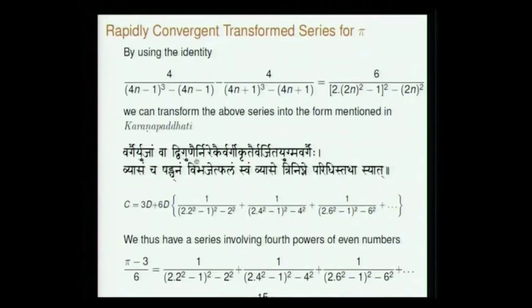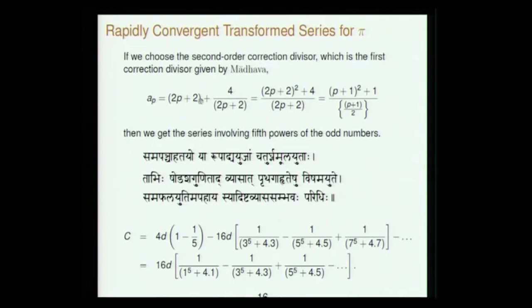Vargaihi yujamva dvigunaihi nirekaihi vargikritaihi varjita yugma vargaihi. So, 2, 4 etc. squared, multiplied by 2 and minus 1 squared once again and subtract the square of the number again. Vyasancha shadgnam 6D vibhajet palam swam vyase trinigne paridhis tathasya. This is the verse in Karana Paddhati, which is giving you the series where the fourth powers of the successive terms appear. Now let us put the first correction stated by Madhava as 1 by AP.